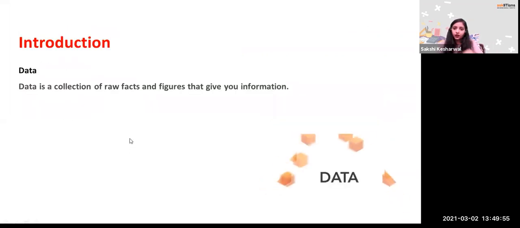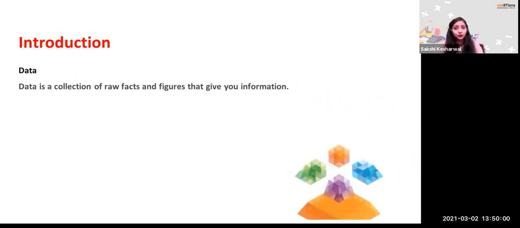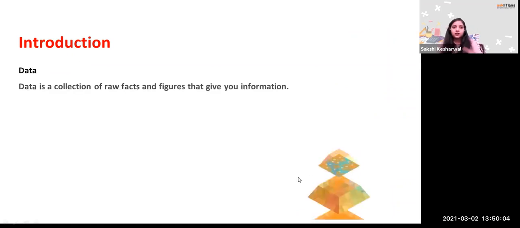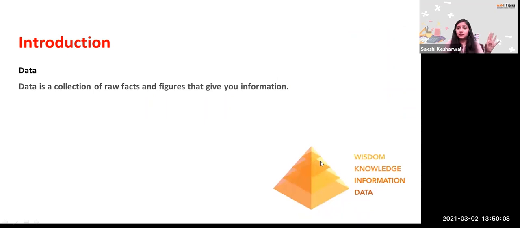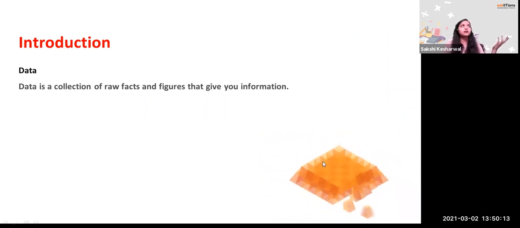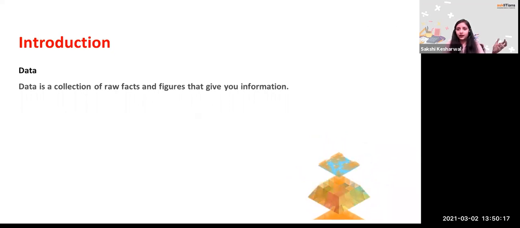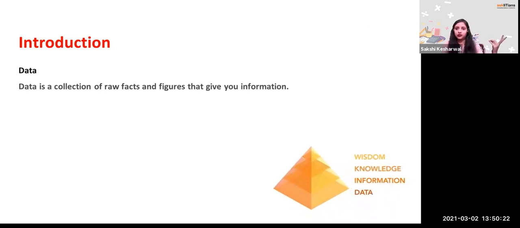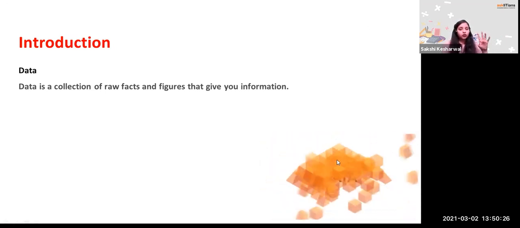So you see, what is data? Data is a collection of raw facts and figures that give you information. You take the information from anything. Just take a simple example. Let's say in your class there are 40 kids, and you take any two fruits like apple or banana. Somebody will say I like apple, somebody will say I like banana more, right? So this is what collection is.